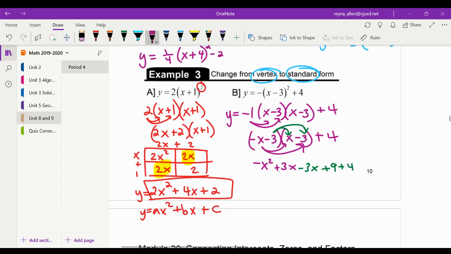All right, combine like terms. We get negative x squared. Those cancel. 9, 10, 11, 12, 13.